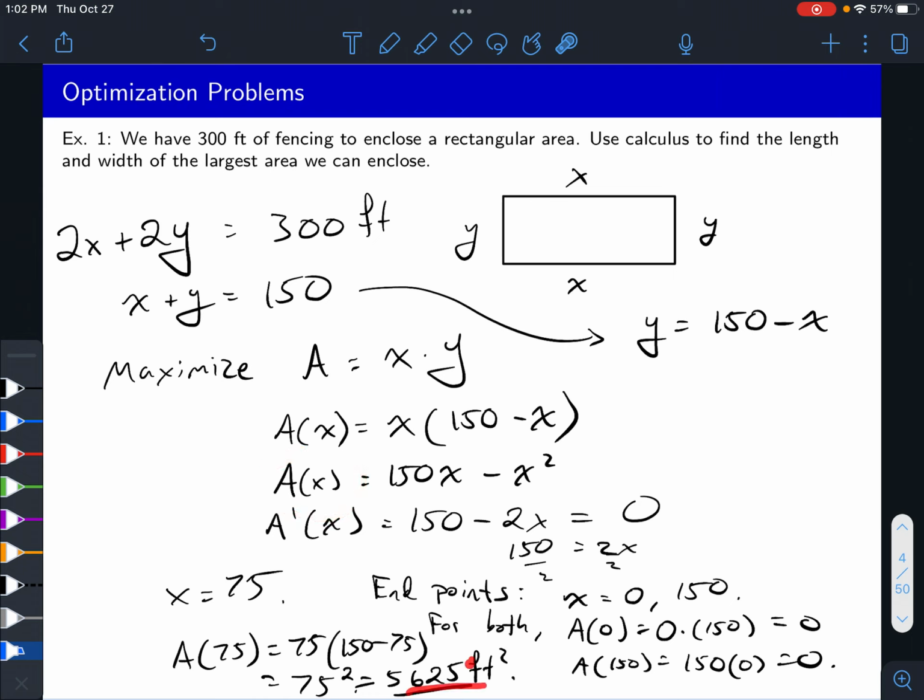And then obviously this is going to be the largest value, and the smallest that you could get would be 0. So this is the maximum area that we can find, and the length and the width of the largest area we can enclose would be, well, the length would be x equals 75, and the width would be y equals 150 minus 75, which would also be 75.